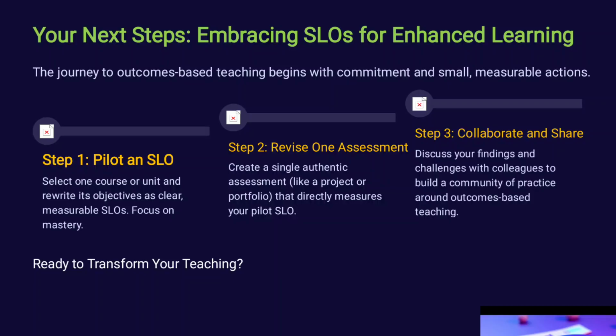The second step is revise one assessment. Create a single authentic assessment, like a project or a portfolio, that directly measures your pilot SLO. And the third step is collaboration: collaborate and share. Discuss your findings and challenges with colleagues to build a community of practice around outcome based teaching.